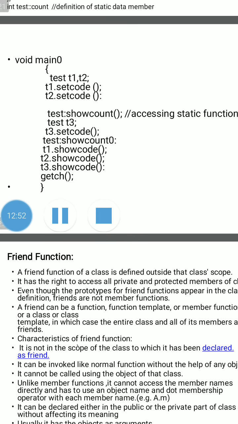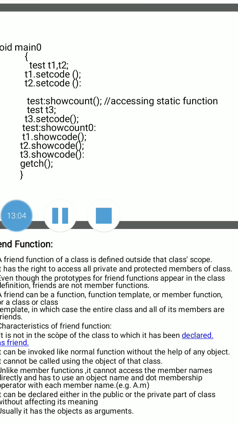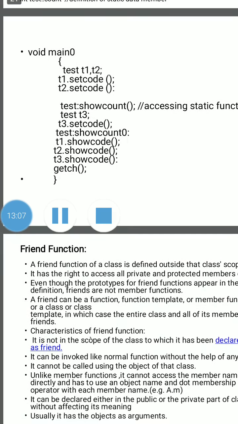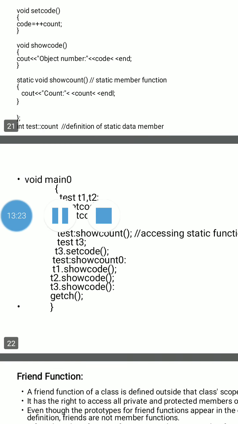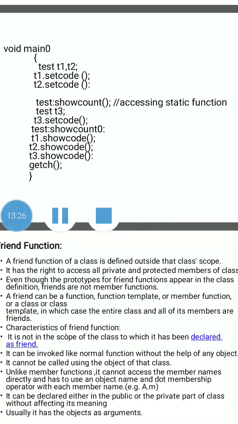Check here, set code is a normal function, not a static function. That's why the set code function is called directly using the object name, dot operator and function name. But show count is a static function. That's why we use the class name, scope resolution operator and static function name: Test, scope resolution operator, show count. Here show count displays the value of count, that is 2.